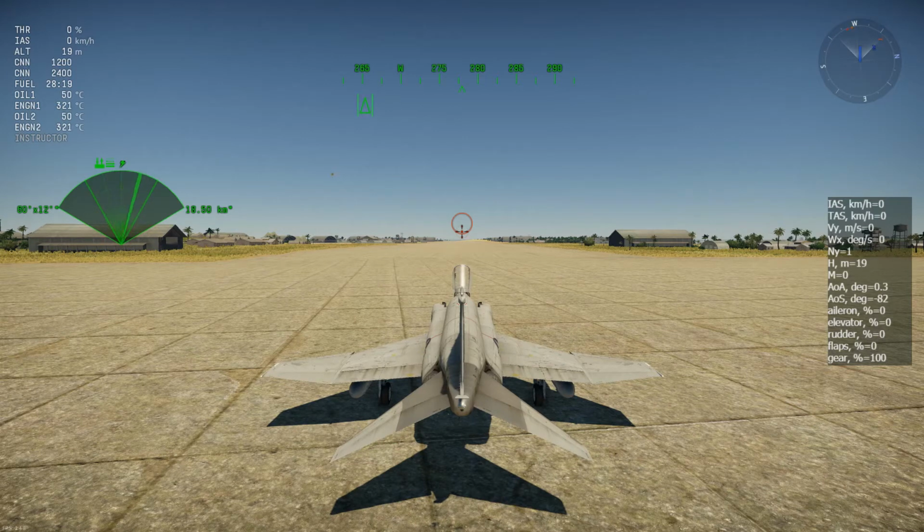Let me first go through what it does. What it does is it keeps track of certain attributes with your plane. So when you look at this, you can see a number of values here, much like a HUD. The only difference is that this is available in a browser. You can't really see this in game.